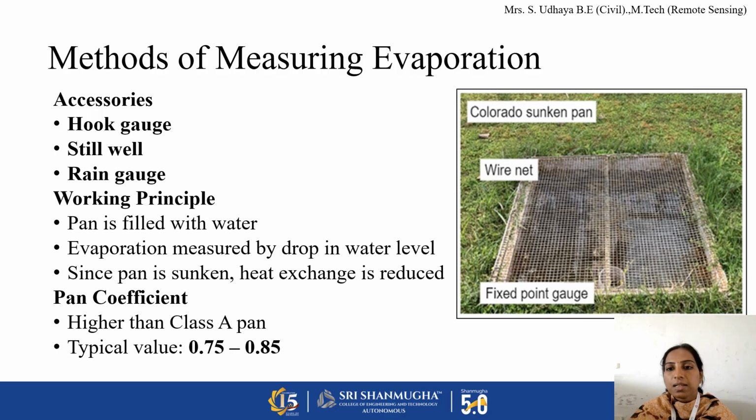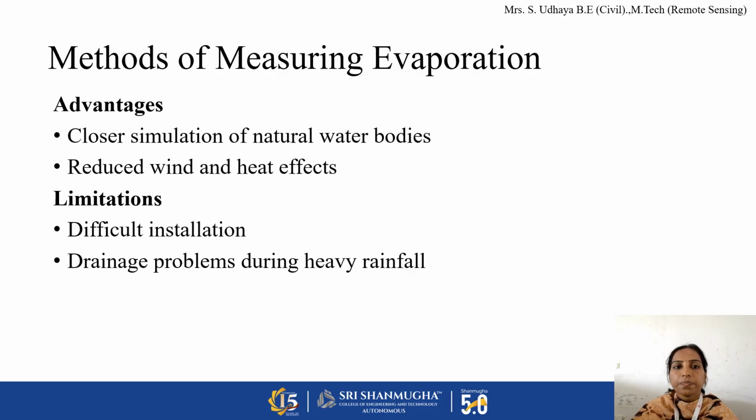Since the pan is sunken, the heat exchange is considerably reduced, and it is a miniature replica of the lake or pond. It is better than the class A pan, and its typical value of Kp, the coefficient of evaporation, ranges from 0.75 to 0.85. The advantage is that it closely resembles natural water bodies, and it considerably reduces wind and heat effects. The main drawback is that its installation cost is high, and sometimes drainage problems may occur during heavy rain.